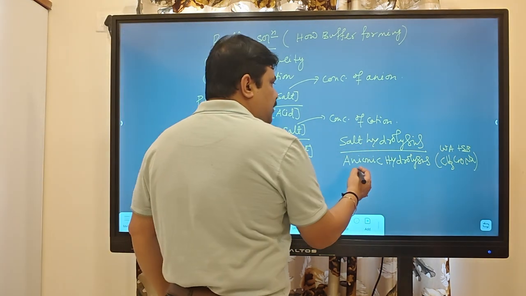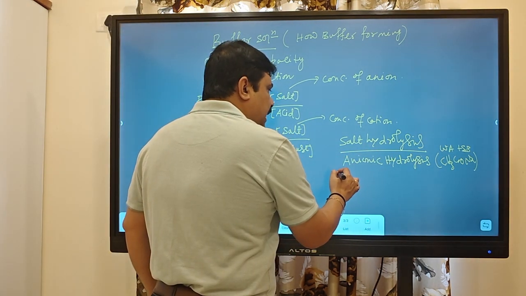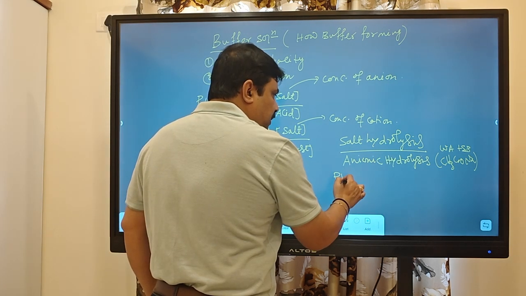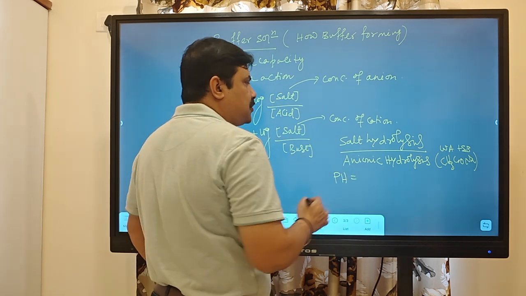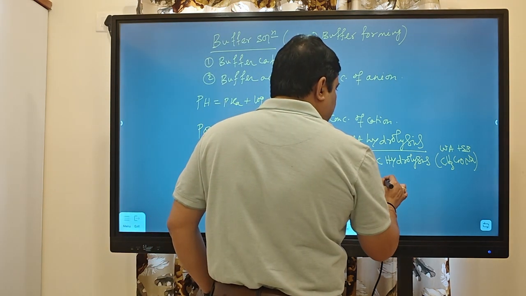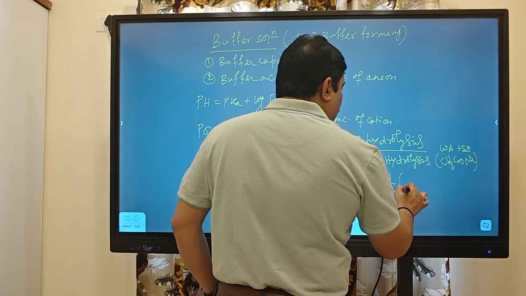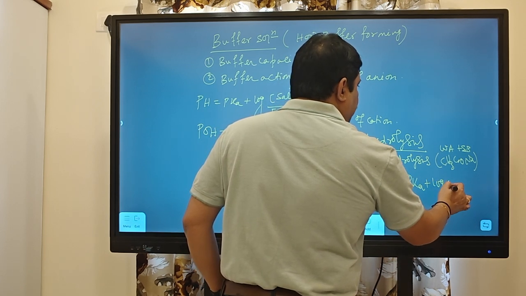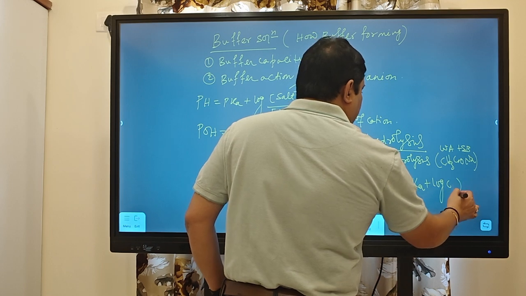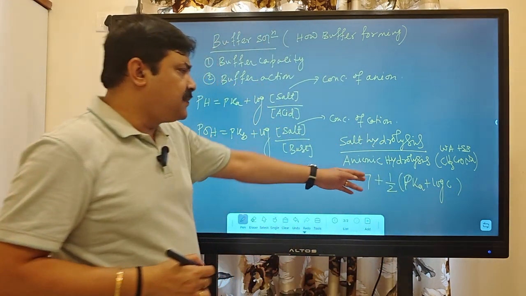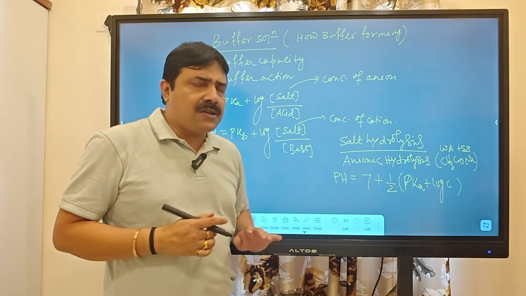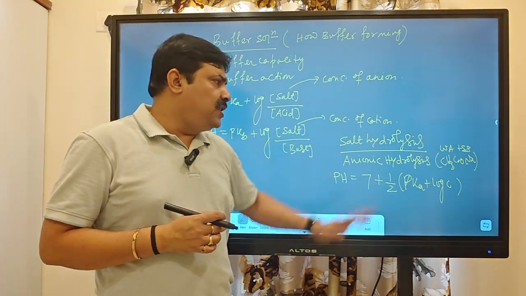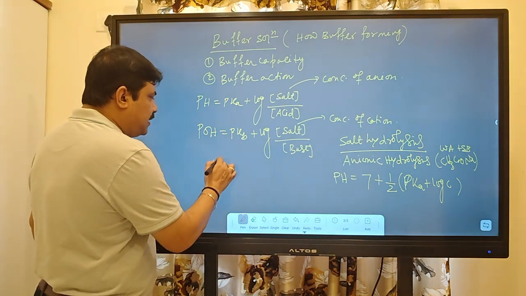For this anionic hydrolysis, always remember which formula we apply. For this type of salt, pH will be equal to 7 plus half of pKa plus log C. C is the concentration of salt. Salt means concentration of anion. That way we can calculate. But this formula is typically based on approximation. That's why I used to say that you should not go with that one. First you have to remember it this way.